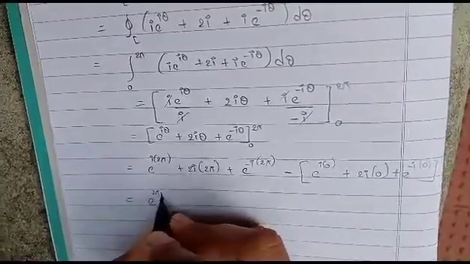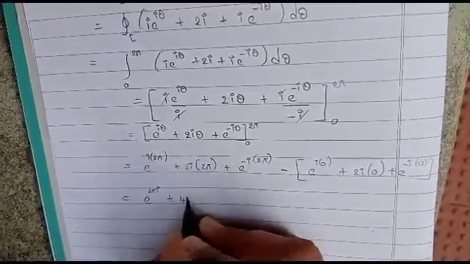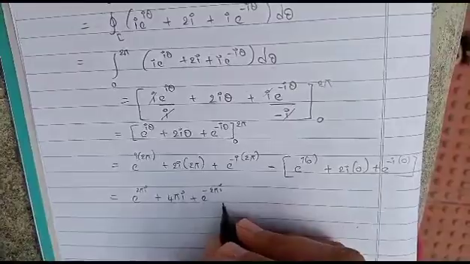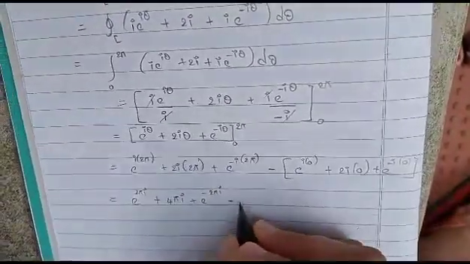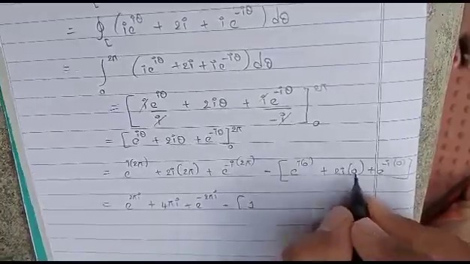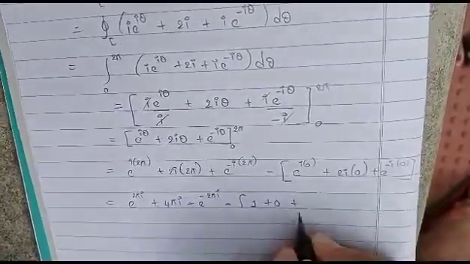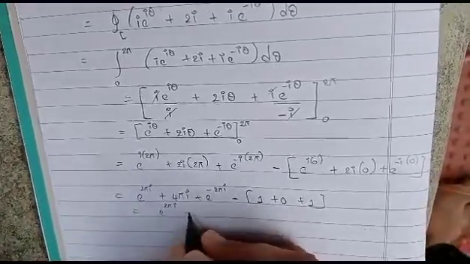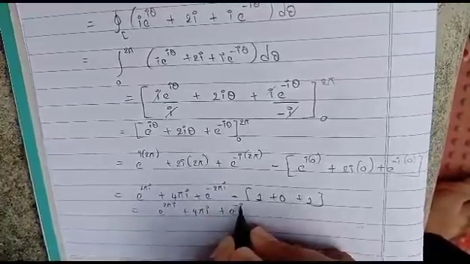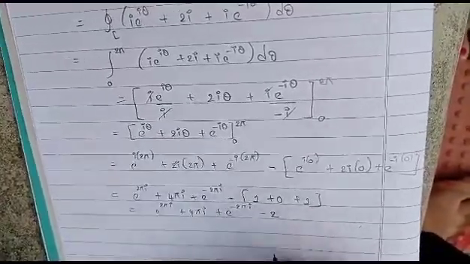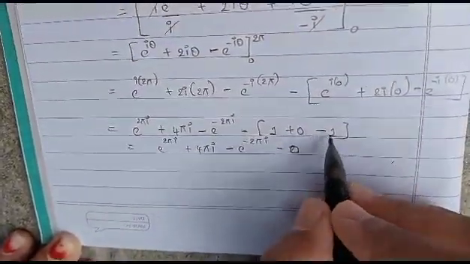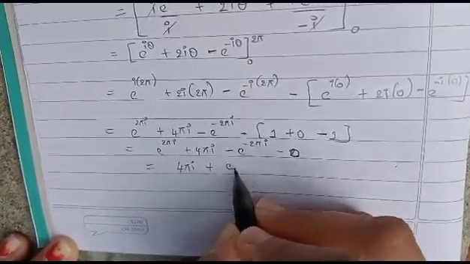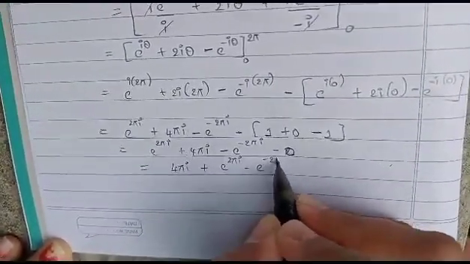It is e power 2 pi i plus 4 pi i plus e power minus 2 pi i. E power 0, it becomes 1. 2i into 0, 0. Plus e power 0 is 1. So e power 2 pi i plus 4 pi i plus e power minus 2 pi i minus 2. 1 plus 0 minus 1 becomes 0. 4 pi i plus e power 2 pi i minus e power minus 2 pi i.